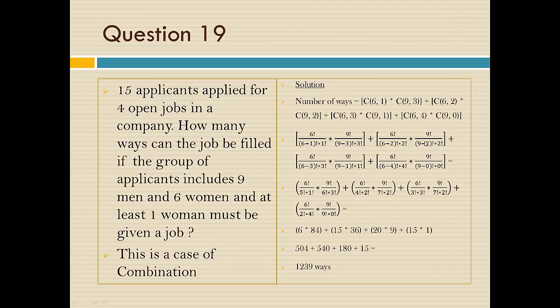If you now do that carefully, you will get 1,239 ways. Does it make sense? Please tell me whether it does or does not.